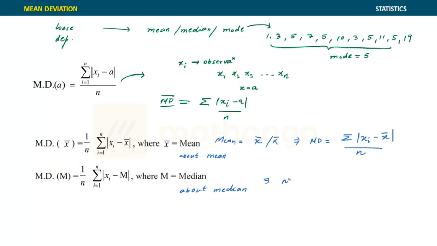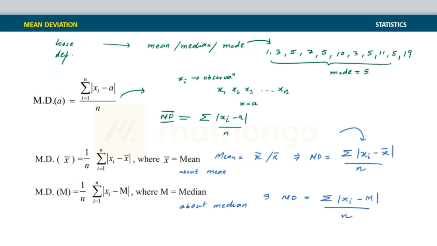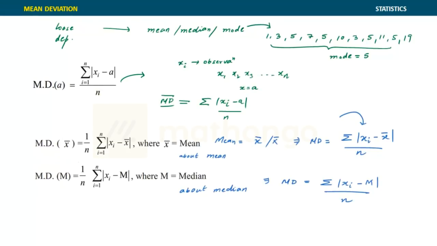And similarly, if you want to find the mean deviation about the median, you just have to subtract each variable from the median, and then take the mod. The reason that we are taking the modulus is, if you miss the modulus sign, then the mean deviation about the mean will always come out to be 0. If you just write xi minus x and you do not put this particular sign here, this value will always be 0.